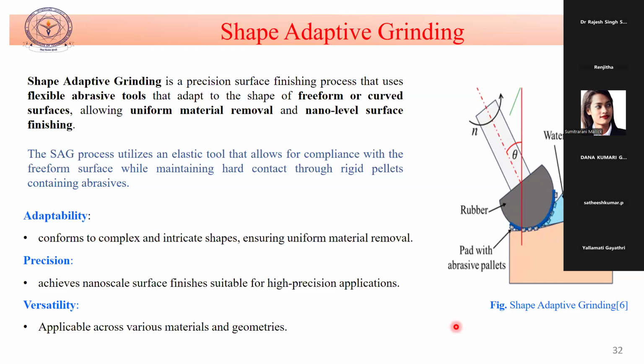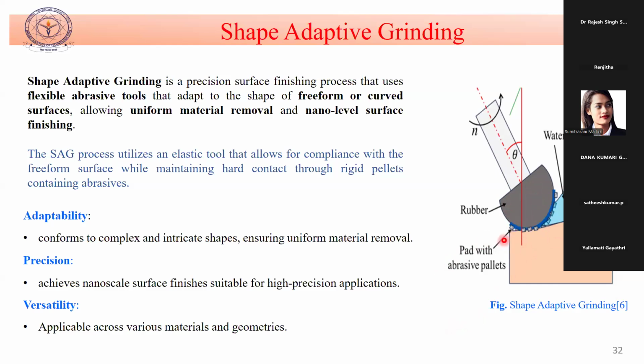This is called shape adaptive grinding. All this is not very old; this is a comparatively newer process. So what they did, instead of a rigid grinding wheel, they use some elastic material, rubber here. If you use a rubber, then it can take the shape of the free-form surface.